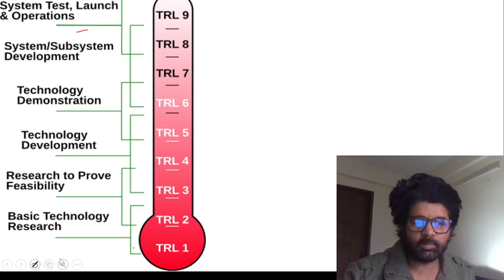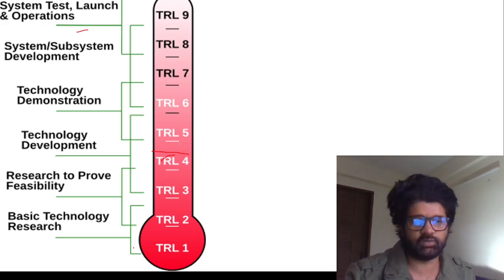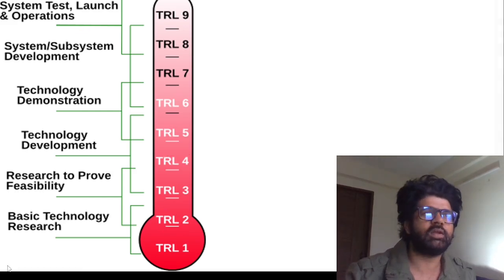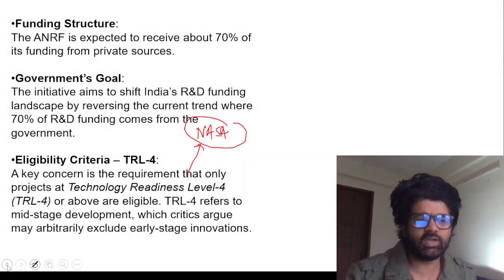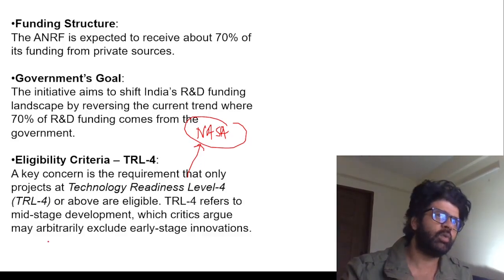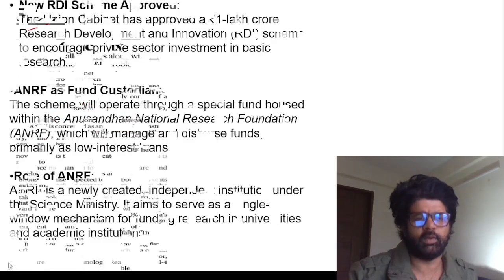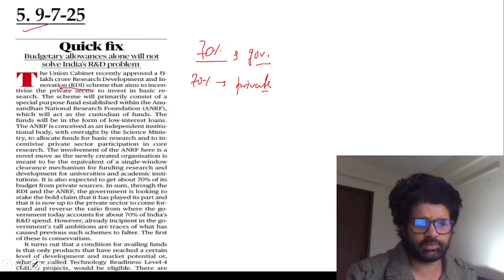So this money which will be coming from the private sector will be given to people who are above TRL 4, from where technology development and demonstration will happen. Because up until TRL 1 to 4, it's just like, I'm the best. I'm just telling stuff. I don't know whether it has any feasibility or not. So TRL 4 or above, they are eligible. TRL 1, 2, 3, they are not eligible. We'll talk about it. First of all, let's go one by one. Let's not jump through articles.